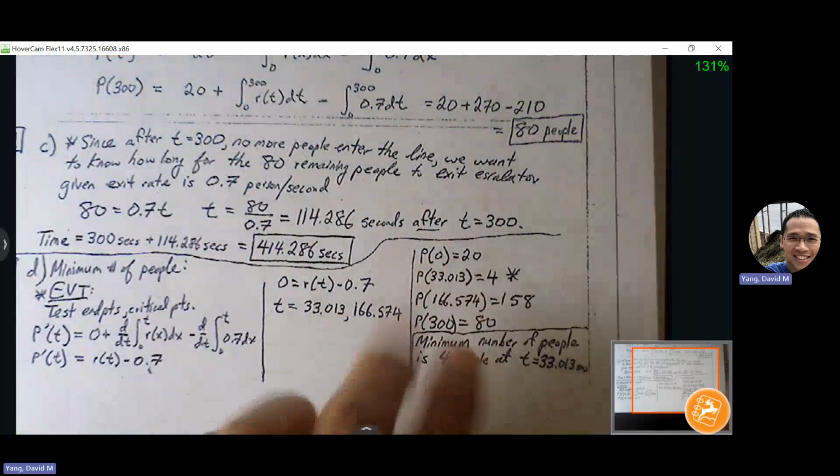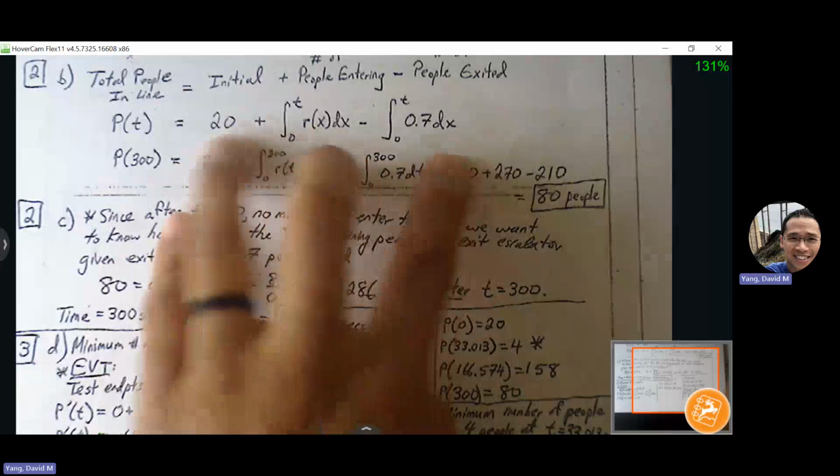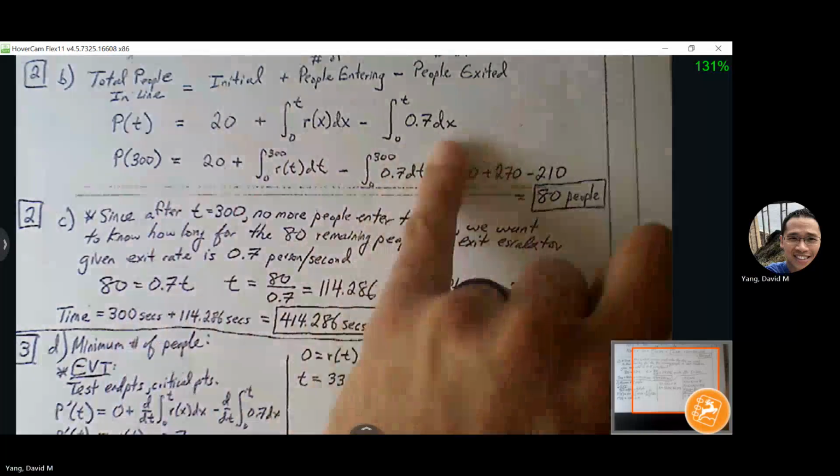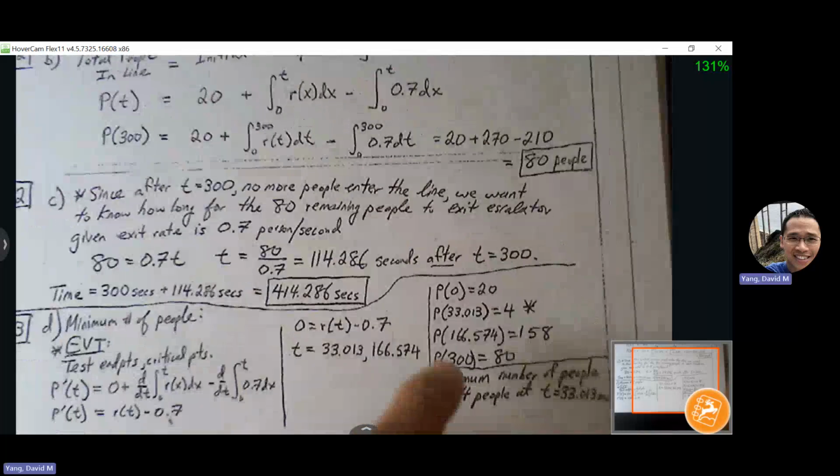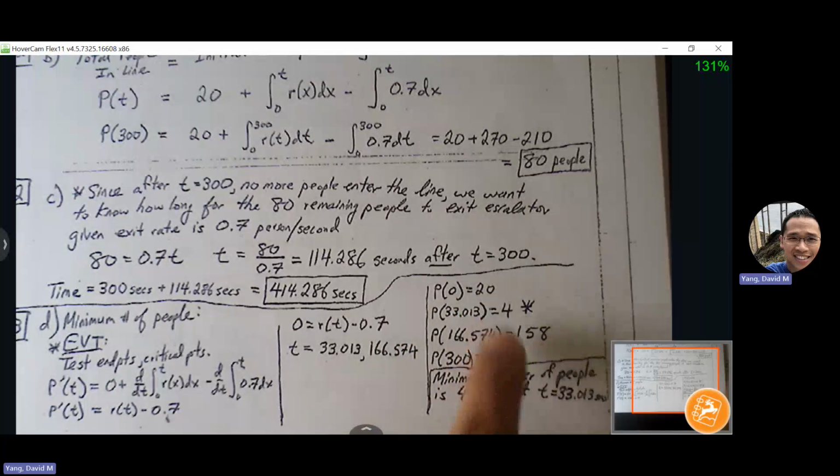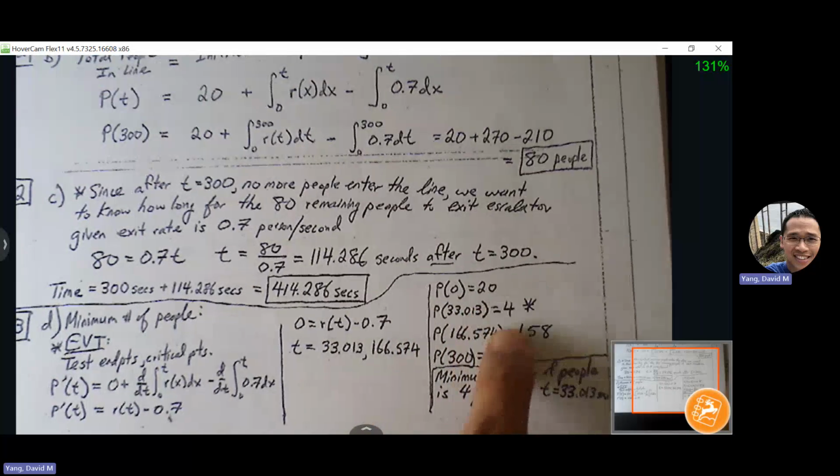Okay, so once we find those critical points, we take those endpoints and critical points and insert them back into the original P of T equation. And then we just gather the number of people. 20 versus 4 versus 158 versus 80. The least number of people is going to be 4 people at 33 seconds.